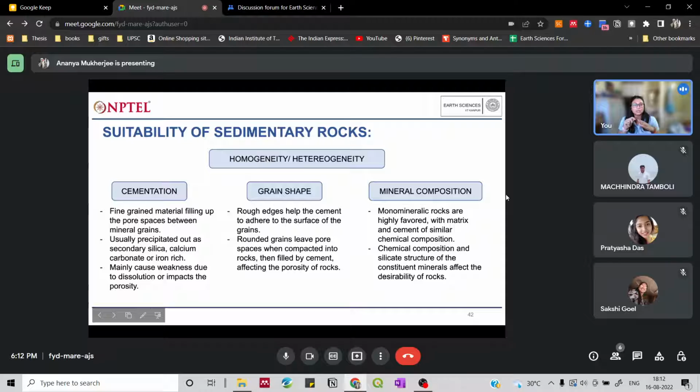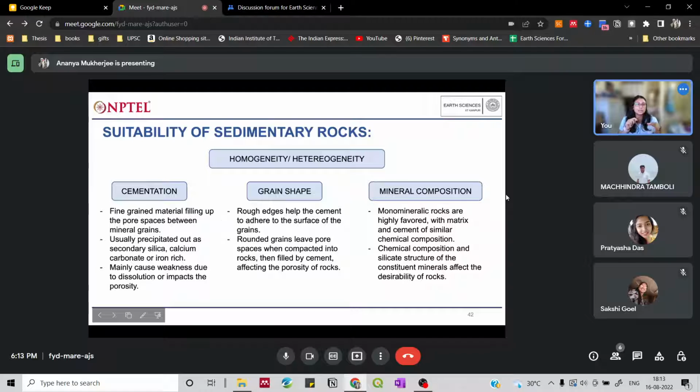Now, if the cement is silica rich, with time this cement can actually solidify and become better, and it can decrease the porosity, the pore spaces that we have between the mineral grains. If the pore spaces are completely closed and the silica cement is very nicely formed, no kind of water seepage can occur, and even the dissolution of silica is not that prominent. Silica is a very sturdy material when it comes to cementing material in sedimentary rock.